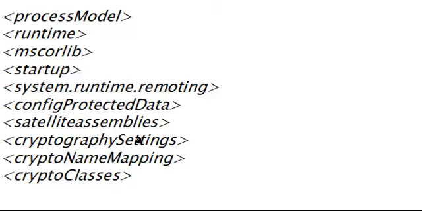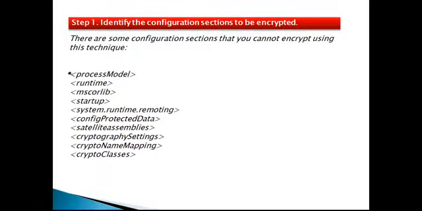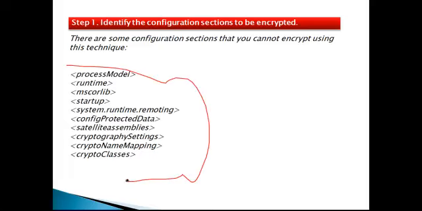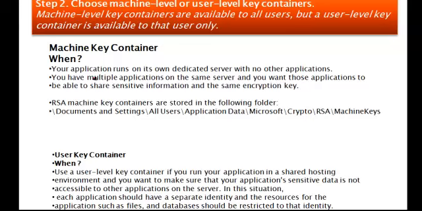So let's go. We have three steps for encrypting the information in the config files. The first step is to identify the section which you want to encrypt, but there are some exceptions. Except for these sections, you can encrypt any section that you have in the config file. For encryption and decryption you need a key. Here are the two types of key. The first key is the machine key container, which I have mentioned here, and the second one is the user key container.